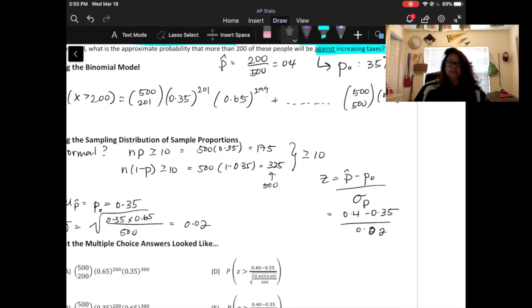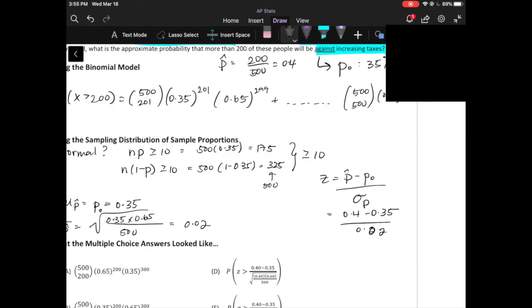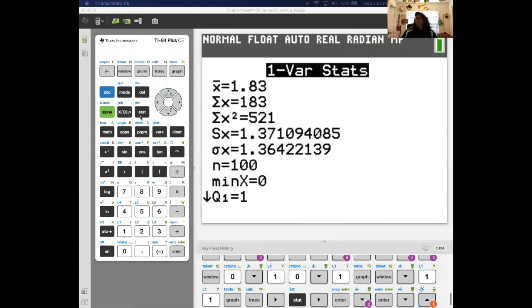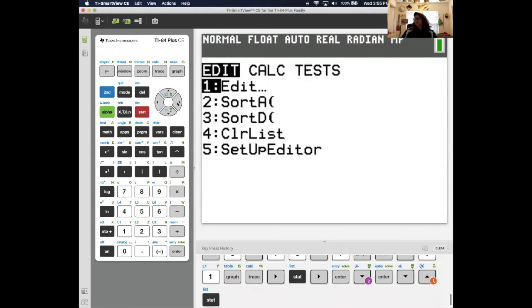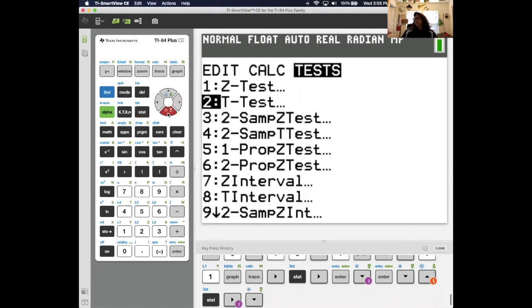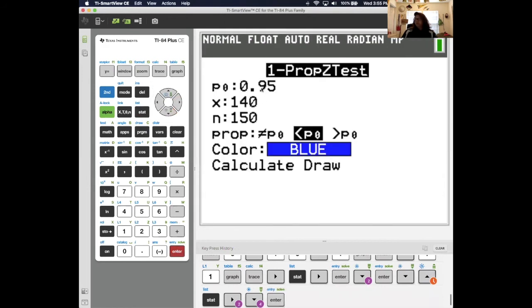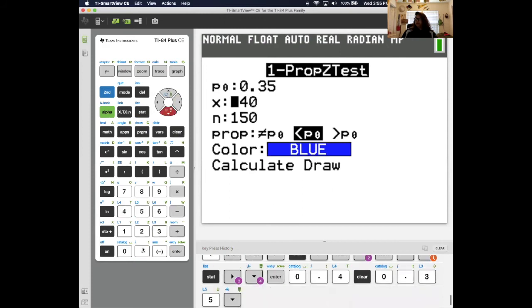I'm going to go ahead and put this into a calculator. So this is what we're going to do. On our calculator screen, we're going to go to stat, go to test, and go down to 1-PropZTest. So this is one proportion z-test. Our p hat is 0.4. Sorry, our p naught is 0.35. Our x is 200. And our n is 500.